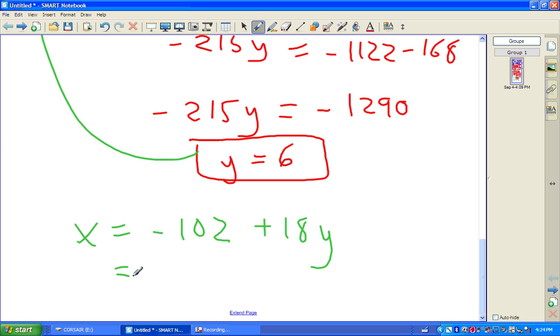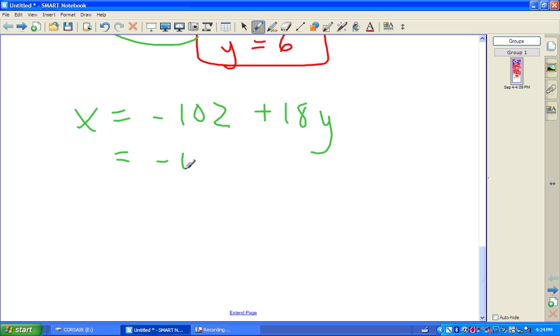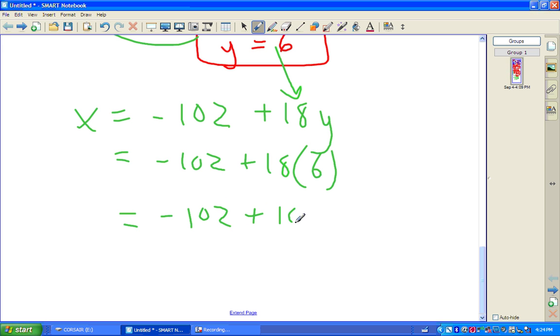So I'm just going to figure x out this way. I'm going to go minus 102 plus 18 times 6, because that's what y is, right? Plug it in right here. And that turns out to give me, I believe, x is 108. It's minus 102 plus 108 if I do the math. And guess what? 108 minus 102 gives me 6. X also equals 6. So that's another sign that we're doing it correctly.